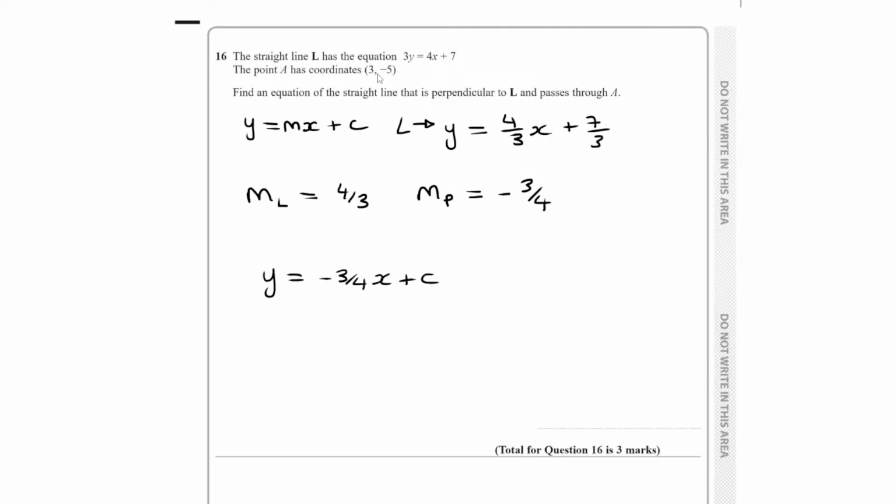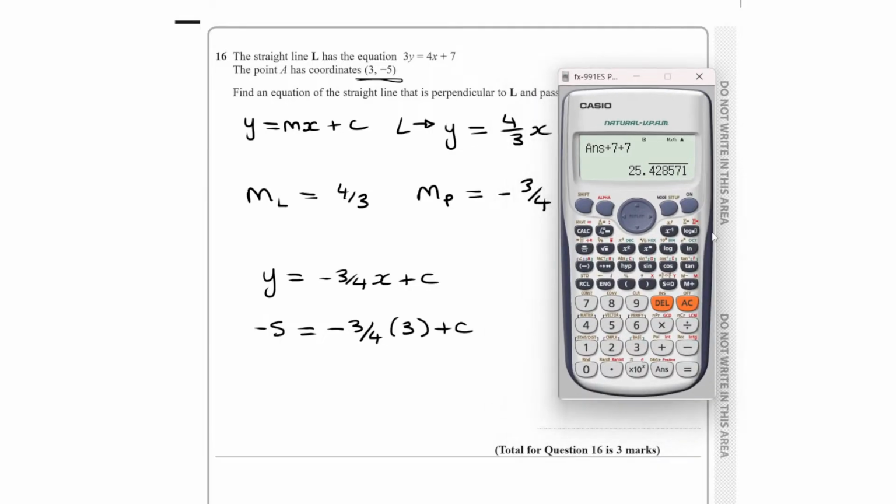So that's the y-intercept, as we said. The way that we find the y-intercept, once you know the gradient, is you sub in one set of coordinates that are on the line. And we know that our perpendicular line crosses through A. So I'm going to sub in those coordinates. Do remember to sub them in the correct way around, because it can be quite easy to put 3 first and then minus 5, but that's not correct. From there, I just use my calculator to find c.